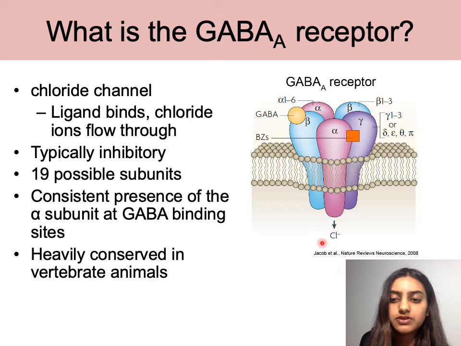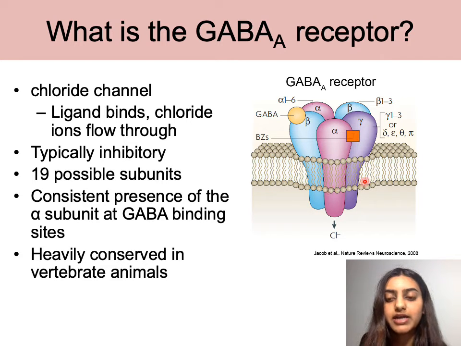The structure of the receptor itself is pretty interesting as well. It's made of multiple subunits, as we see here, and we know now that there are 19 possible ones. Although we get lots of combinations of subunits, the alpha subunit, this one right here, is consistently present at the GABA binding sites, which is pretty significant. Another interesting feature of the GABAA receptor is that it's highly conserved across vertebrate animal species.